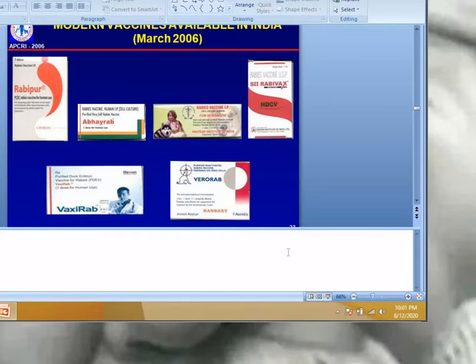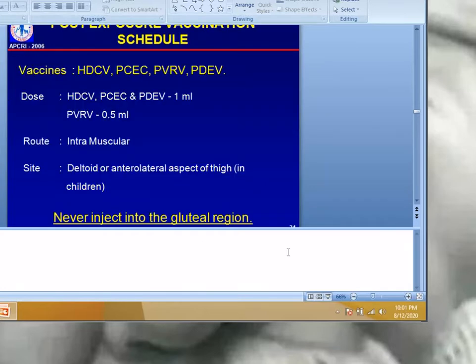And the modern vaccines, what are available? Now they are available, such as Rabipur and Vaxirab and different companies. The schedule: the vaccines are HDCV, PCEC, PVRV, and PDEV. That is the human cell culture vaccine, and the dose is 0.5 ml.